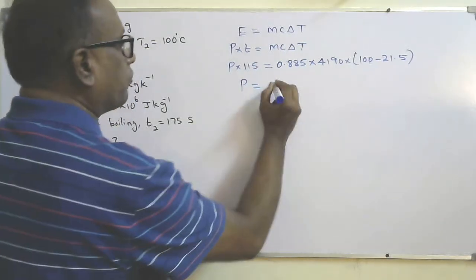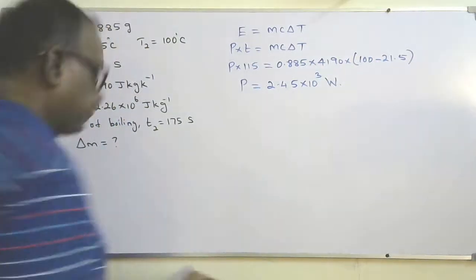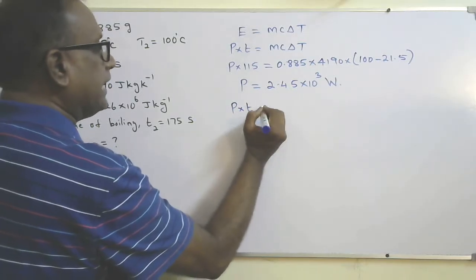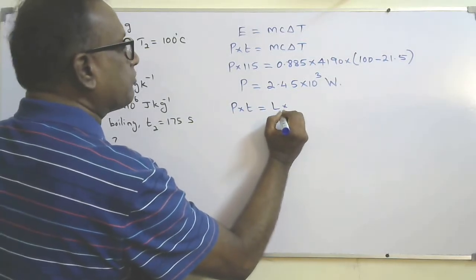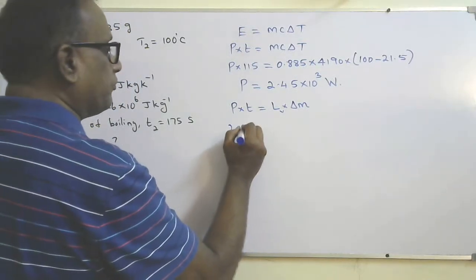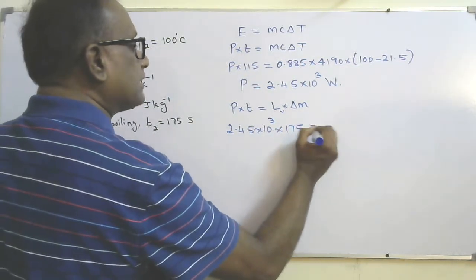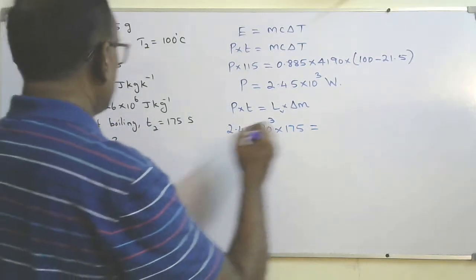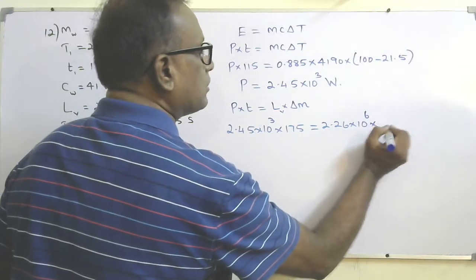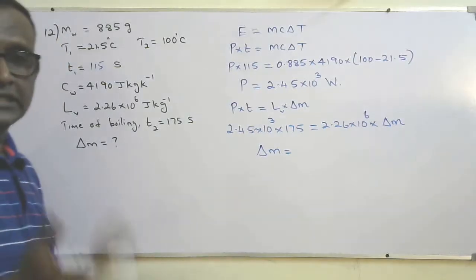You will get 2.45 times 10 to the power 3 watts. Now the same heat is used to boil the water. So power into time again is equal to L, the latent heat of vaporization, into the mass of water vaporized. So 2.45 times 10 to the power 3 into 175, that's the time. Lv is given, 2.26 times 10 to the power 6, into delta m. So find the delta m, that is the mass of water vaporized.